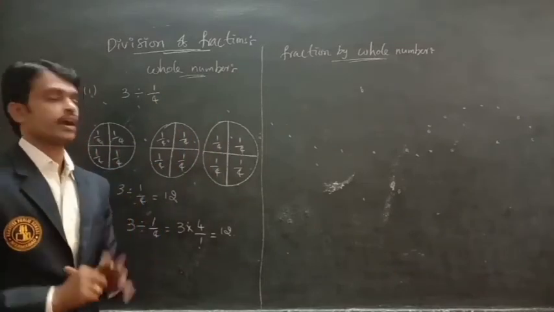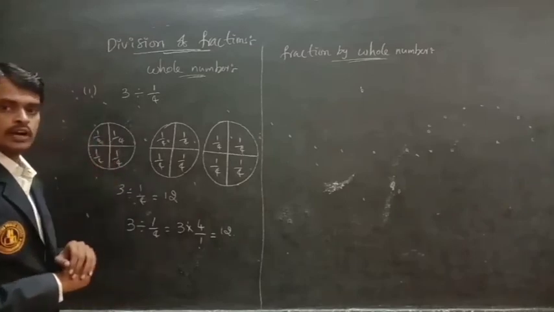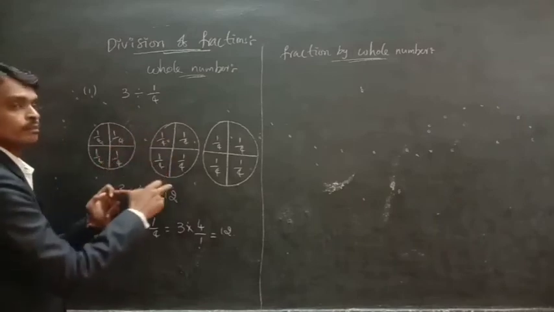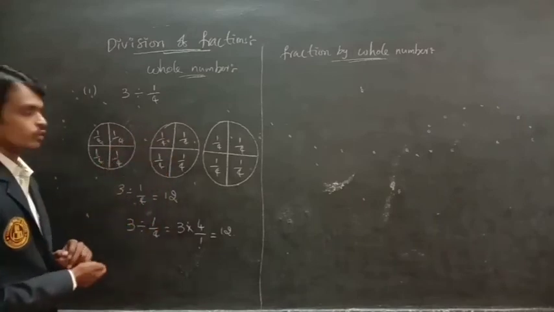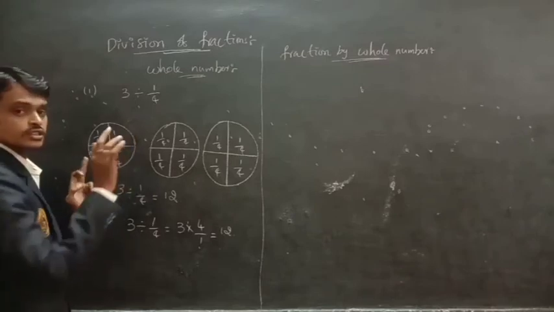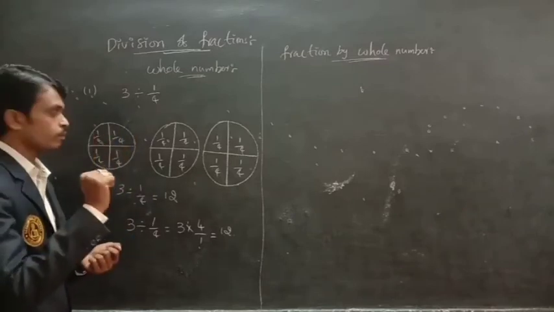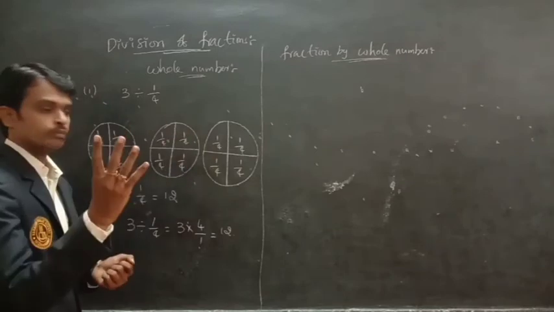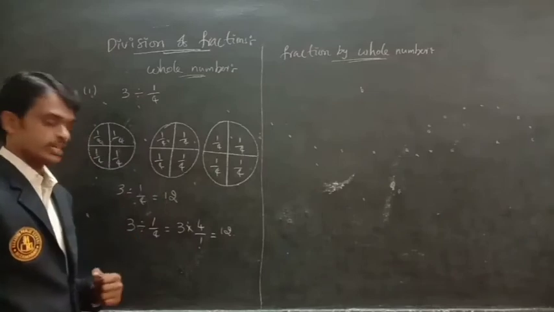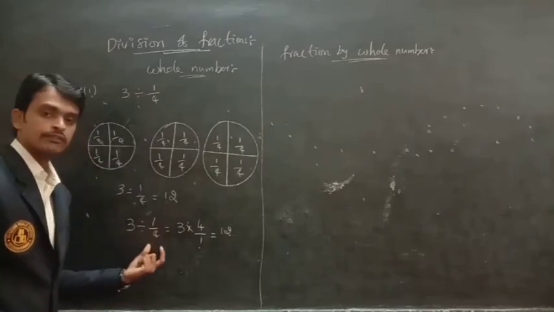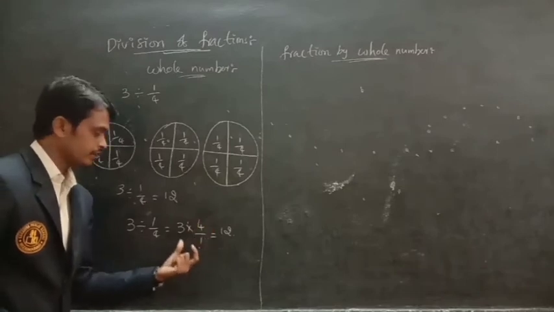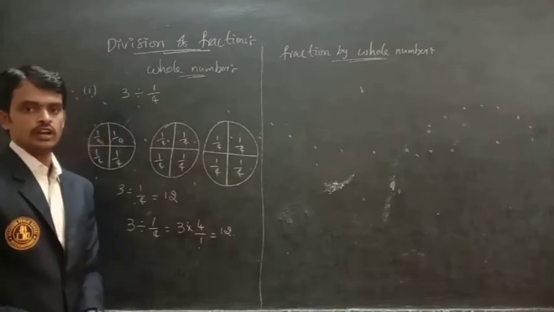So here, these 3 wholes are divided, each whole into 1 by 4 equal parts. Let us count. Each whole consists of 4 one-by-four parts: 1, 2, 3, 4. Then 3 wholes is nothing but 12. By using the reciprocal also we can find this answer. 3 divided by 1 by 4. The reciprocal of 1 by 4 is 4 by 1. Then 3 fours are 12.